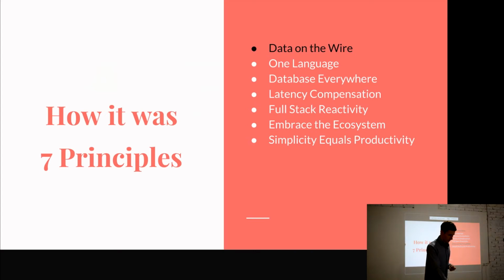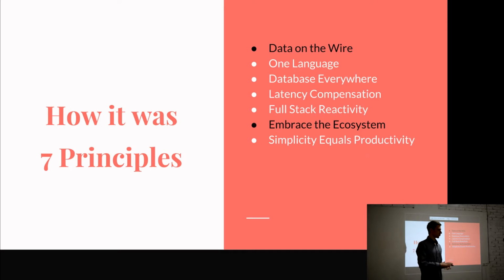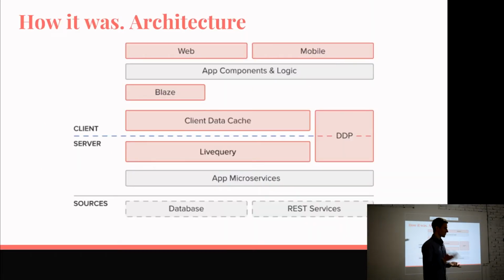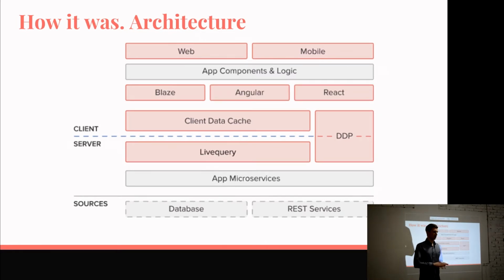The second one is embrace the ecosystem. This principle is good, but Meteor actually didn't follow it completely. Why? You remember it has Blaze on the front end. What is Blaze? Nobody uses Blaze. People use Angular and now they use React. So what did Meteor do? They added them to the system, and then you can just replace. You can use Blaze, you can use Angular, and you can use React on the front-end side. And this is the first thing.